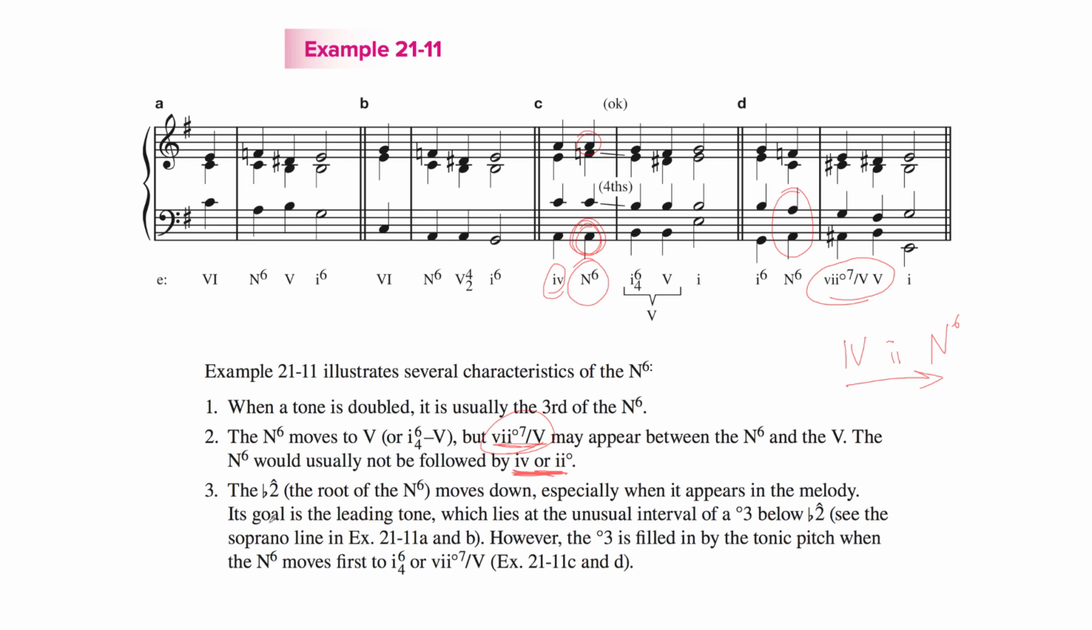The flat 2, the root of the Neapolitan sixth, moves down, especially when it appears in the melody. This is very characteristic. Flat 2 goes to the 7 and then resolves. This circling around the tonic, half step up, half step down, and then the tonic, is very characteristic for the Neapolitan. You see it also here and also here, but not directly because there's a cadential 6/4 between them. Also here indirectly.